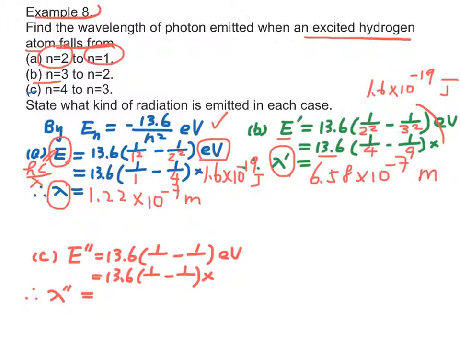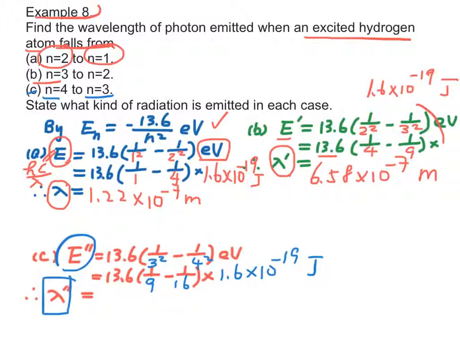For part C, if the transition is from n equal to 4 to n equal to 3, we get the energy of photon emitted is 13.6 times 1 over 3 squared minus 1 over 4 squared eV, equal to 13.6 times 1 over 9 minus 1 over 16 times 1.6 times 10 to the power negative 19 joules. Therefore, the wavelength of photons emitted lambda'' equal to 1.88 times 10 to the power negative 6 meter.